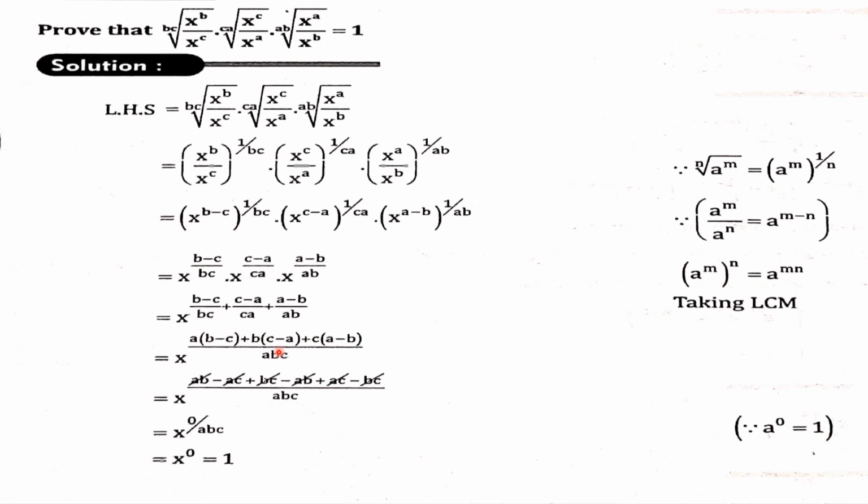According to the LCM, you make sure you find this. x to the power ab minus ac plus bc minus ba. So in the same way you write, then you will get the common terms, eliminate everything. x to the power 0 divided by abc will become x to the power 0. Anything to the power of 0 will become 1.